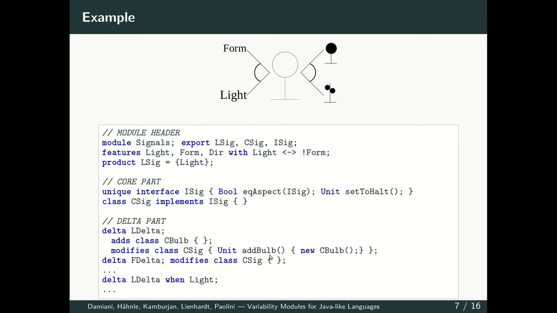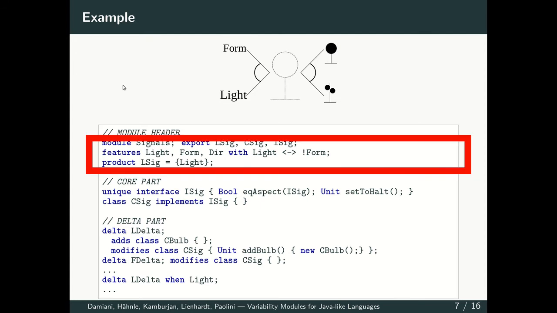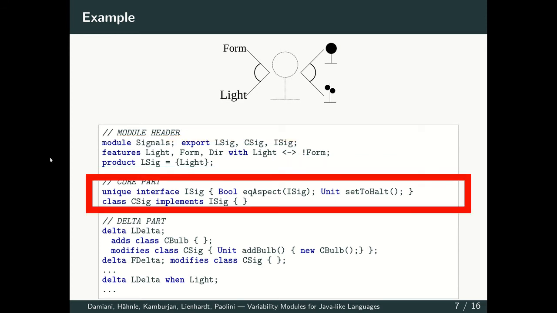So here's an example on how we do this for the railway signals. So here in the beginning, I'm going to show you only the left part here, so form light signals. We have the usual module header, so we export some of our elements. We have the feature model from before, and we declare a product, which says that our light signal contains the feature light. Then the core part, so this is the code which is always existing.